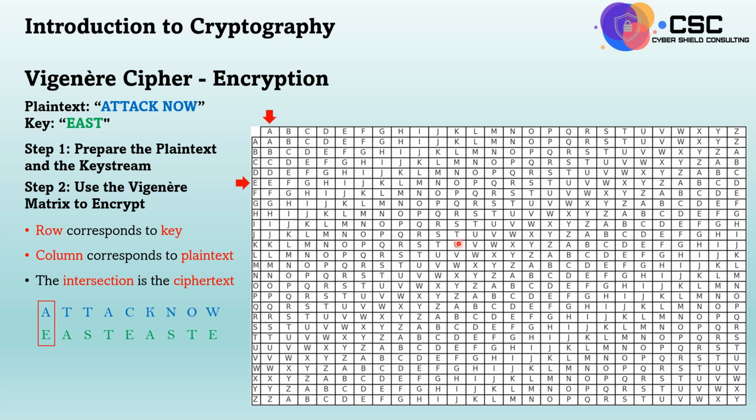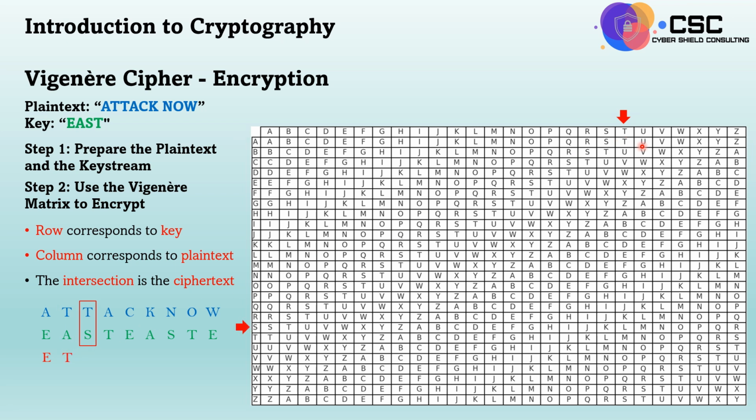Now if you look at the first key and plain text pair, we have A as the plain text and E as the key. So we look at row E, that's for the key, remember, and column A, that's corresponding to the plain text, and then we find the intersection. The intersection is E in this case, so that's my ciphertext. Remember, the intersection is the ciphertext. Then for another pair, I have TA: A is the key, T is the plain text. We look for the intersection. The intersection in this case is T, so that's my ciphertext.